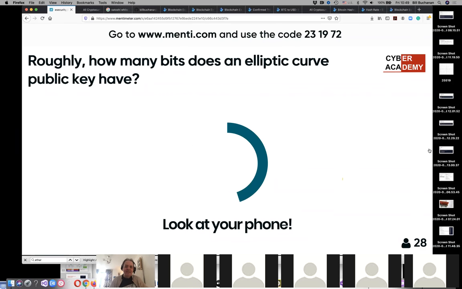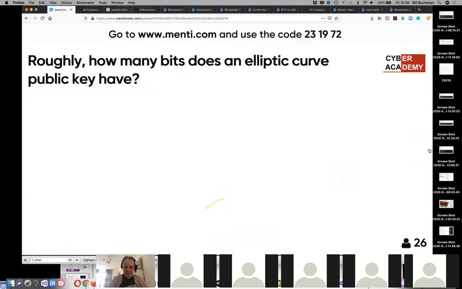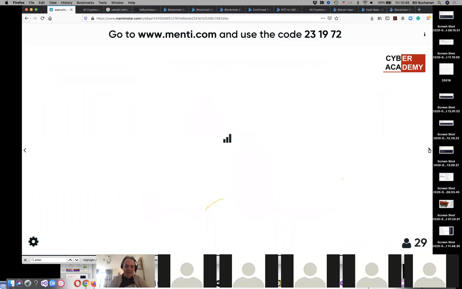Roughly, how many bits does an elliptic curve public key have? 128, 256 bits, 512, or 1024? Okay, 512 bits. It's an X, Y point, so it has one point, an X and a Y value, so it's 512 bits. So this should show quite a difference.